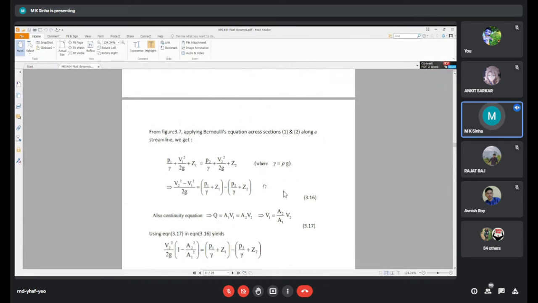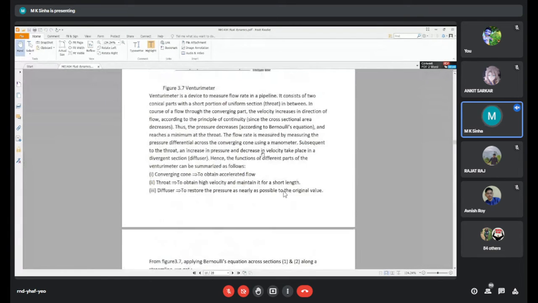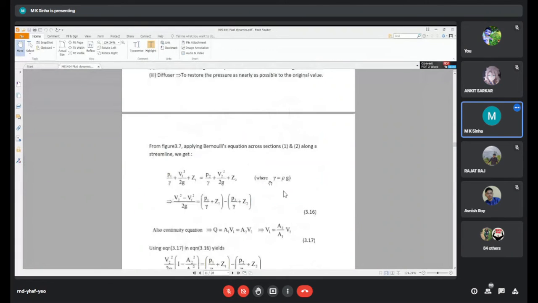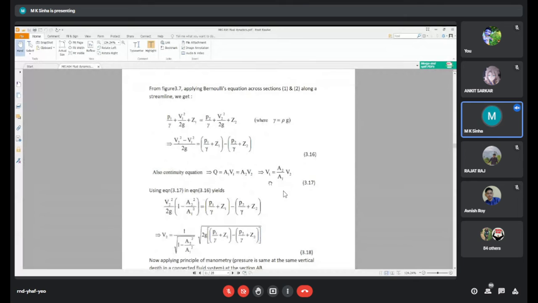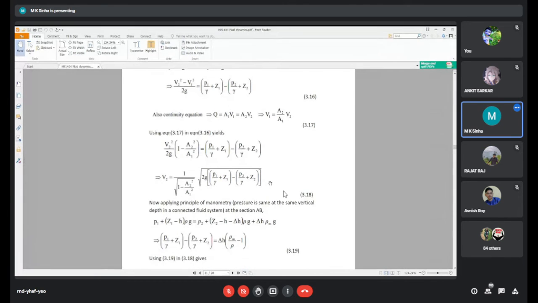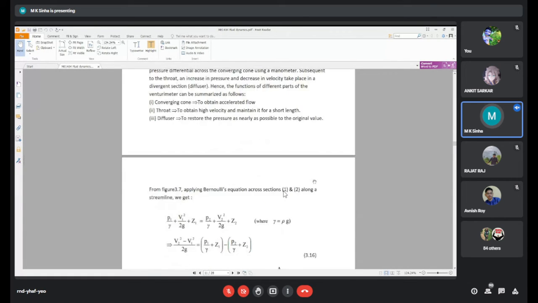So see here, both are written, rho g is the gamma. Here the Bernoulli principle is written for section 1 and section 2, where section 1 is the converging section and section 2 is the throat. Rearranging, finally the velocity at the throat is found, written here. And now apply the principle of the manometer at section AB.